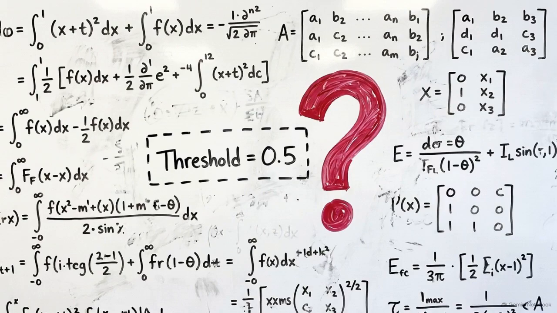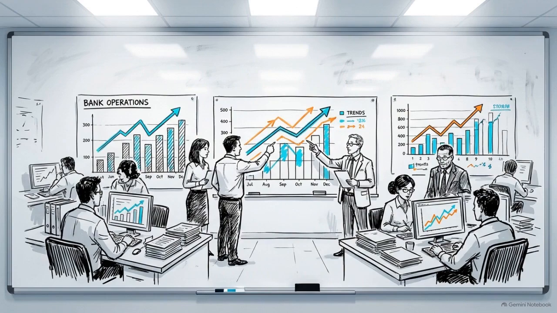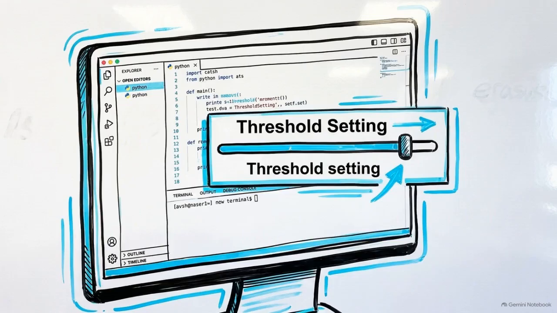This 50% default is an arbitrary mathematical assumption. It is not a rule dictated by the needs of the business. Engineers manipulate this probability threshold to dictate how the model behaves in the real world.